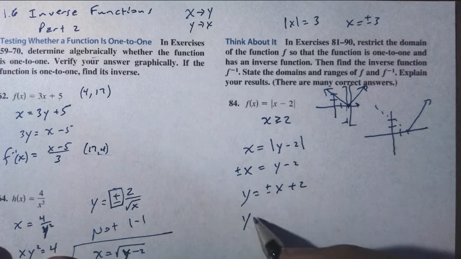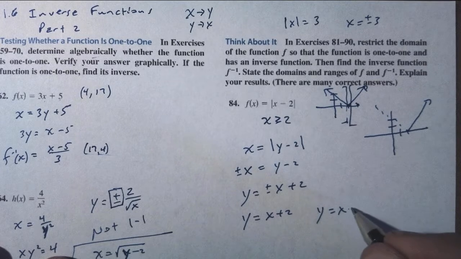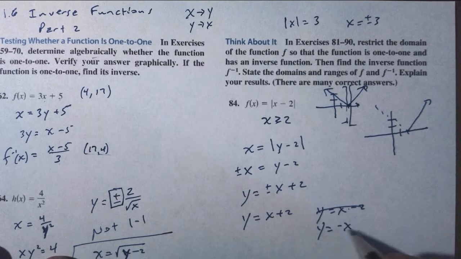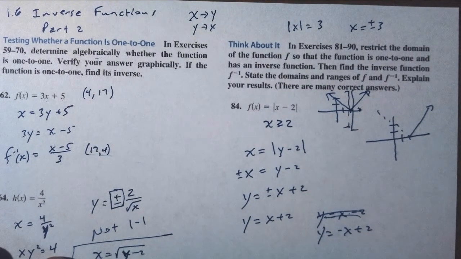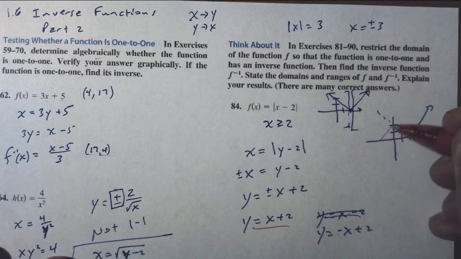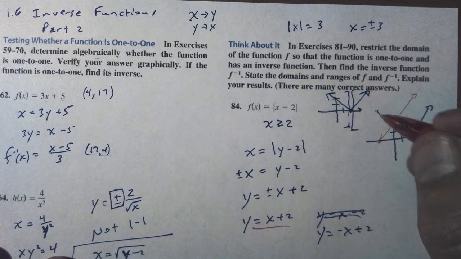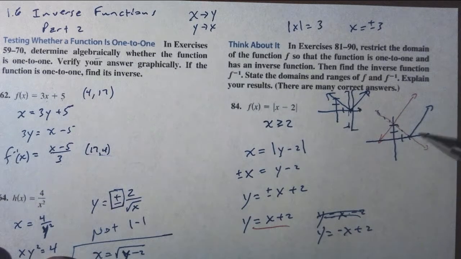Let's take a look. Well, that's y equals x plus 2. Or, wrong. Y equals negative x plus 2. Let's consider that for a moment. If I draw this one in red, y equals x plus 2 would be this line. Y equals negative x plus 2 would be this line. Which of those lines is the inverse of that line?